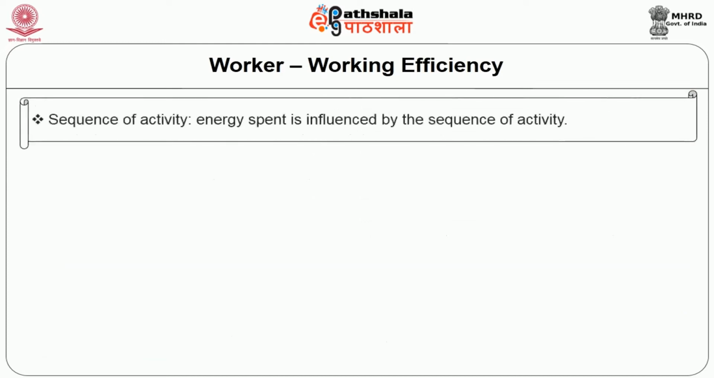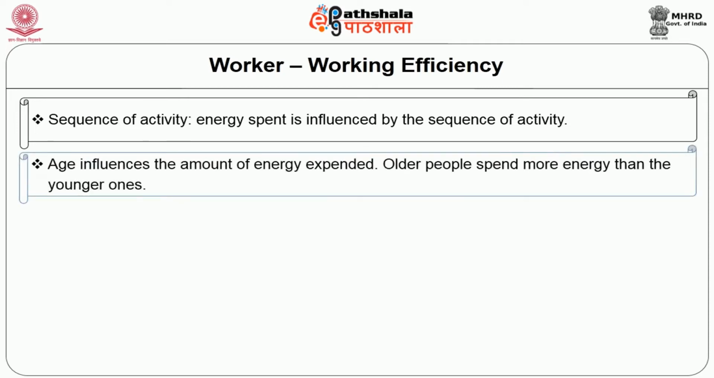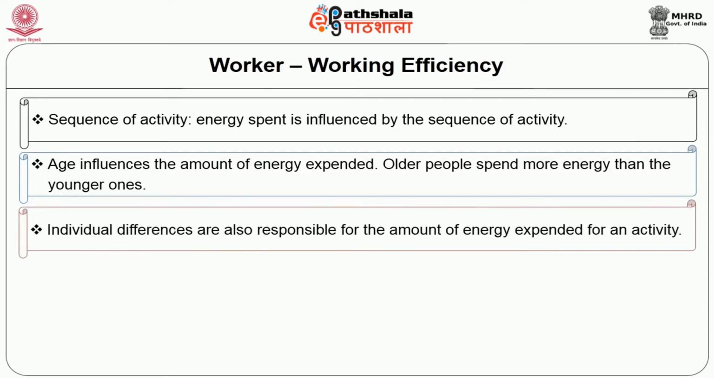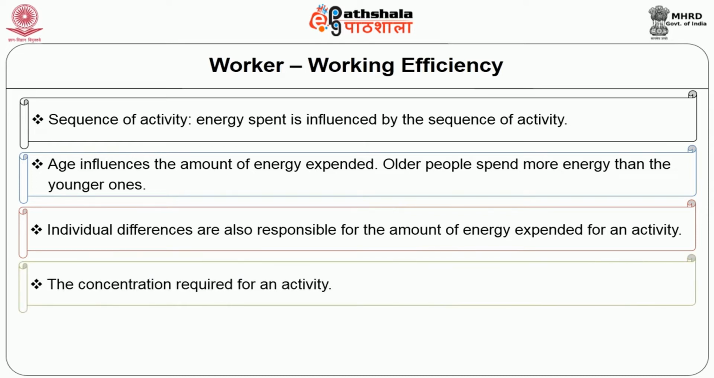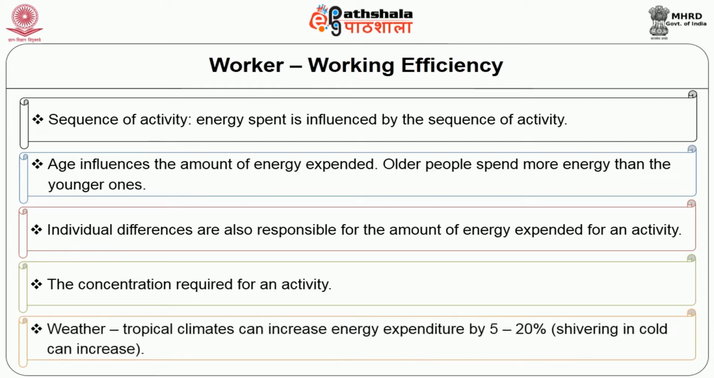Now, the energy spent is also influenced by the sequence of activity. Age influences the amount of energy expended: older people spend more energy than younger ones. Individual differences are also responsible for the amount of energy expended for an activity. The concentration required for an activity also has its own importance. Weather again matters: the tropical climate can increase the energy expenditure by 5 to 20%, and shivering in cold can also increase your energy expenditure.